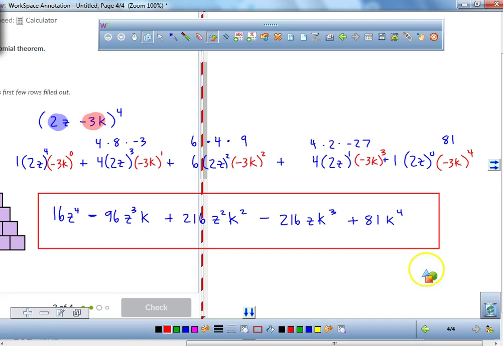No, these aren't the same. That's a positive 216 z squared k squared. This is a negative 216 z k cubed. The only way they could cancel out is if these were the exact same powers.